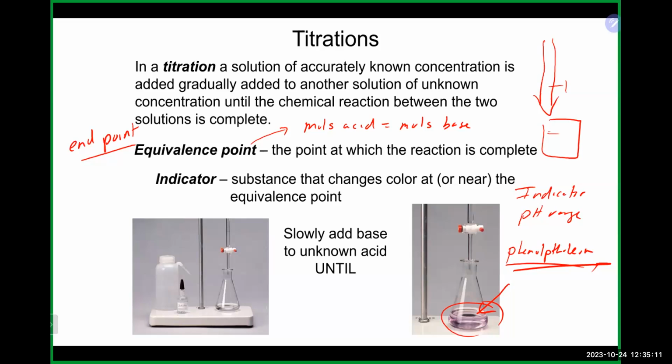Well, it is colorless in acidic solutions. By the way, in neutral solutions, what is it? That's still colorless. In basic solutions, it's pink. Okay, so phenolphthalein works over a pH range of about 8.3 to about 10.